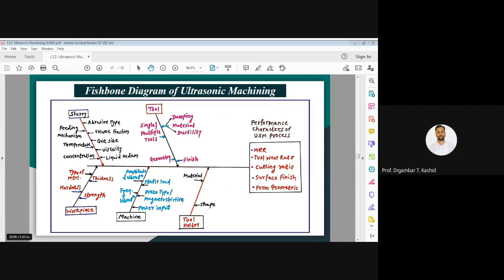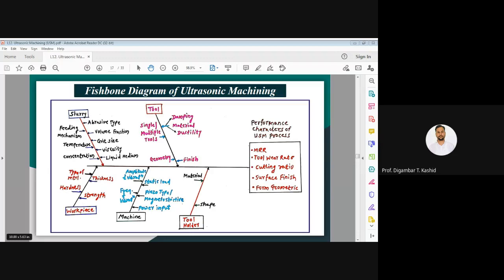Okay, now under this workpiece we have different parameters like type of material, strength, hardness and thickness. Because the type of workpiece material will also affect the selection of your process parameters. Then the hardness of the workpiece material should be considered, because according to the hardness of the workpiece you have to select the type of abrasive particles.